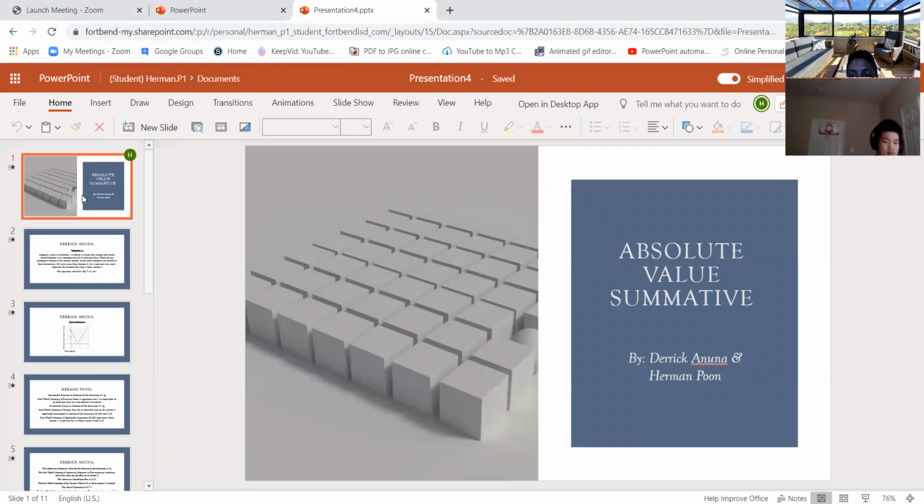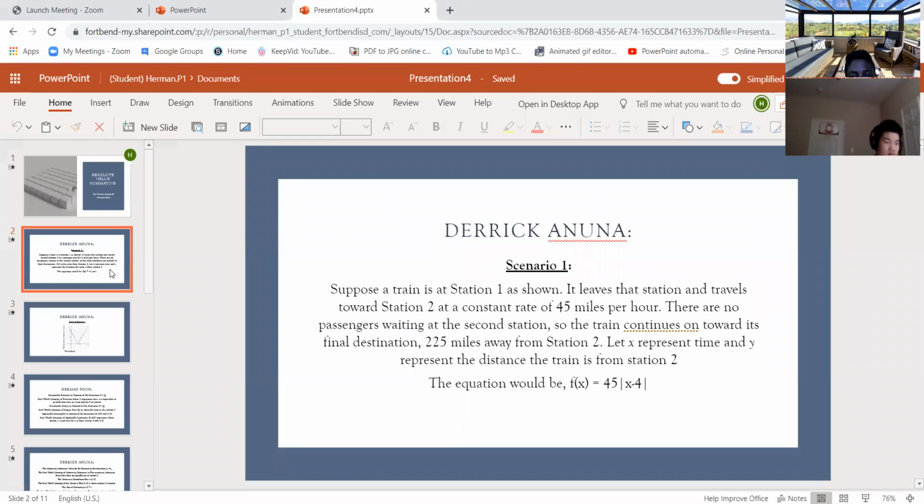This is our project, Absolute Value Summative by Derek Nuna and Herman Poon. Scenario 1. Suppose a train is at station 1 as shown. It leaves that station and travels towards station 2 at a constant rate of 45 miles per hour. There are no passengers waiting at the second station, so the train continues on toward its final destination.